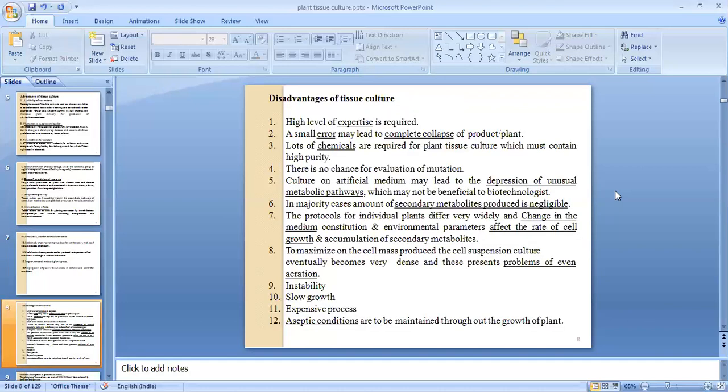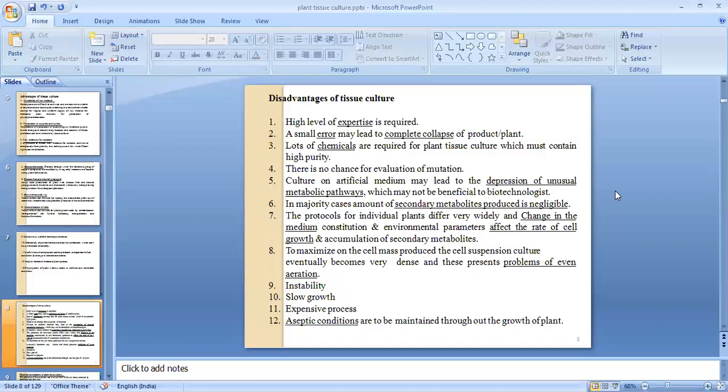And next you can see the disadvantages. That is, a high level of expertise is required. Yes, you have to have very profound knowledge over there. And if there is any small error, that may lead to the complete collapse of the product or the plant, because the whole batch has to be substituted and started newly. And lots of chemicals are required to maintain the different conditions during the growth of plant tissue culture, as well as to maintain the high purity.